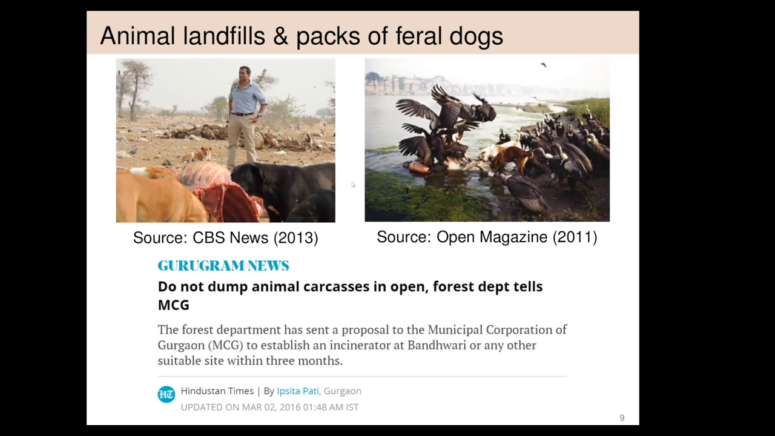So, sorry, I also want to explain a bit about what we're seeing in the two photos above. Just on the left here, this is what one of these animal dump sites or animal landfills looks like. You can see bodies of animals in different stages of decomposition, and you can see these packs of feral dogs. On the right, you can see this competition between vultures and dogs over a dead animal. You can also see how these dead animals can sometimes find their way into water bodies, which is another sanitary public health concern. We do not want dead animals rotting in bodies of water that might also be a source of drinking water.